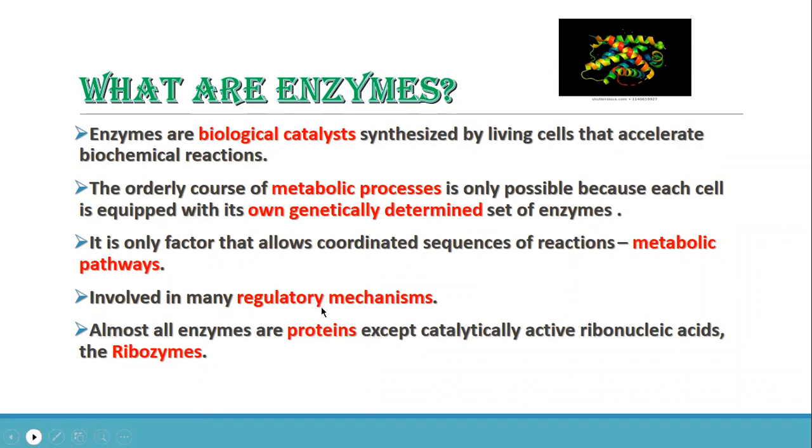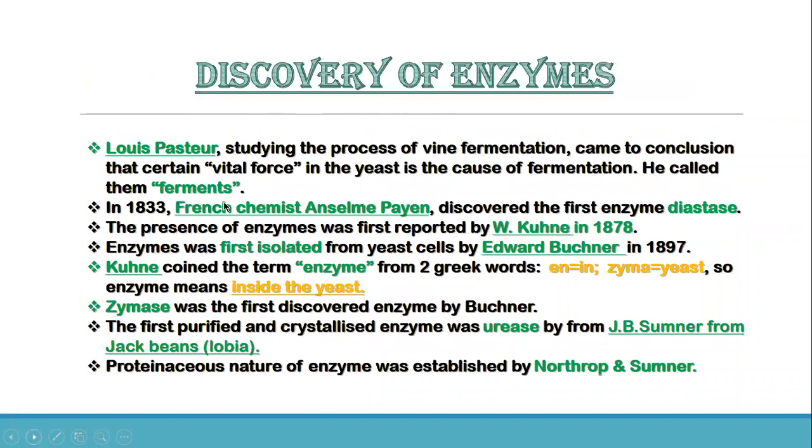Discovery of enzymes. Louis Pasteur, studying the process of wine fermentation, came to the conclusion that a certain vital force in the yeast is the cause of fermentation. He called them ferments. In 1833, the French chemist Payen discovered the first enzyme, diastase. The presence of enzymes was first reported by W. Kühne in 1878. Enzymes were first isolated from the yeast cell by Eduard Buchner in 1897.